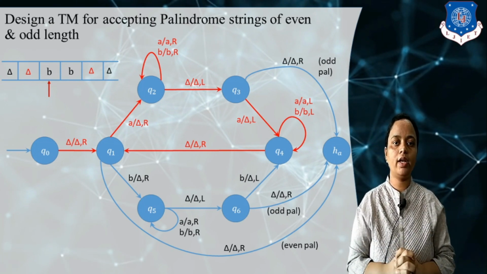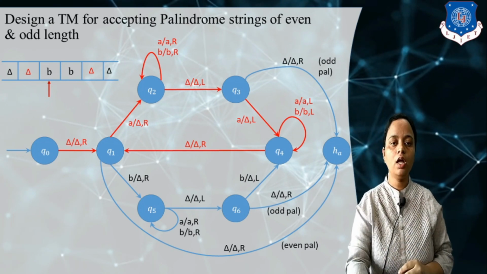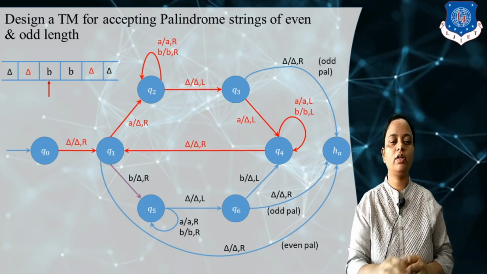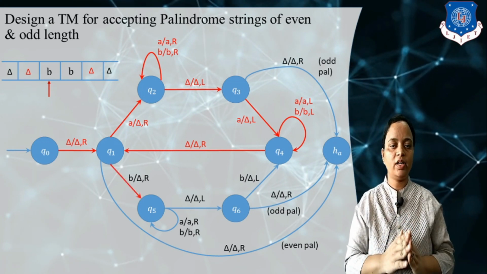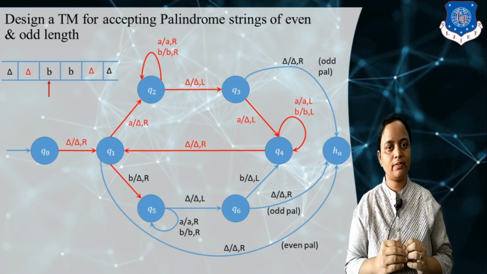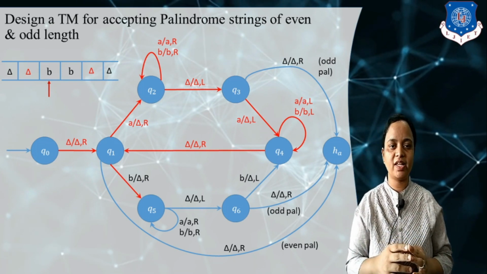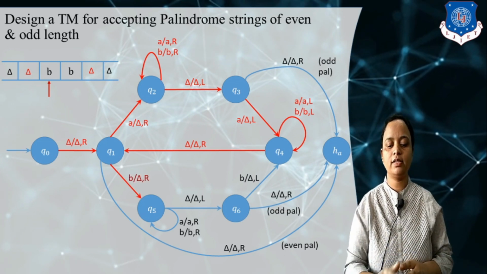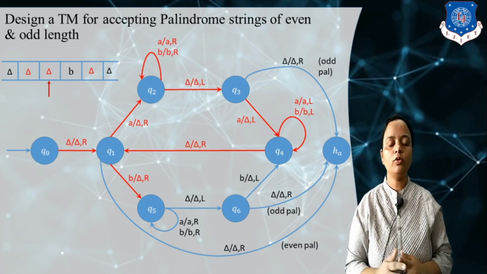Okay. Now we are at the Q1 state. Now the B symbol. Here you can see that the B symbol is my input character. The input symbol is B, and B is replaced by the delta. Move to the right side. In the same way, B is replaced by the delta and move to the right side.